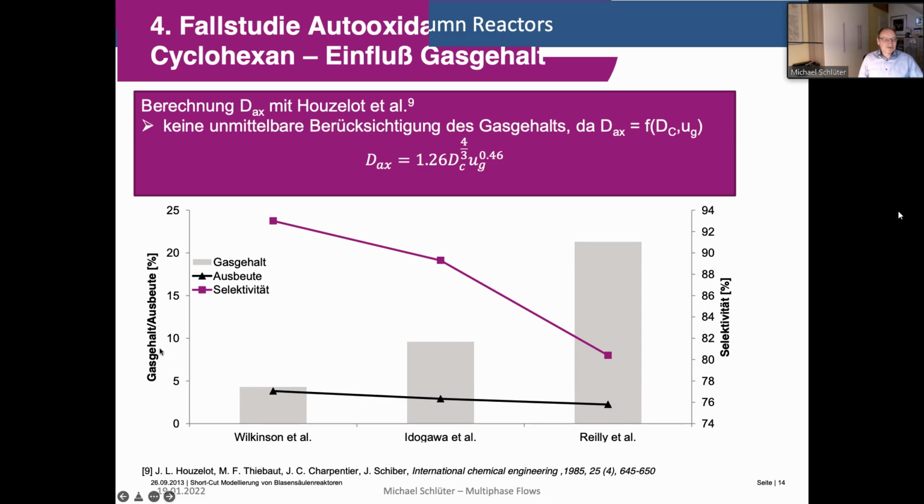So this is on the one hand the gas hold up. Sorry that the slide is in German, but it's the original one. So we have the gas hold up on this axis, as well as the yield here. In gray is the gas hold up. In black we have the yield, and in purple is the selectivity, and the selectivity is given here.